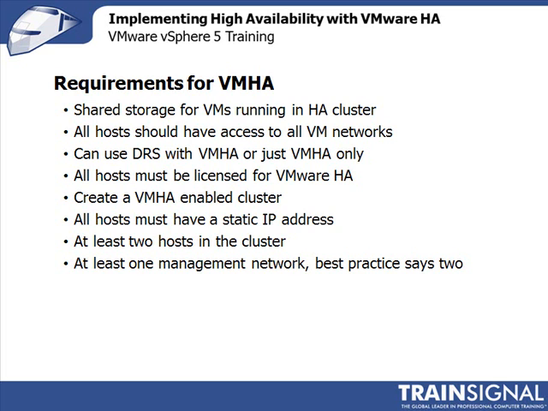You obviously have to create a VMware HA enabled cluster, and we're going to go through that in a second. All hosts must have a static IP address. Again, kind of a given, but I just wanted you to know. At least 2 hosts in the cluster. Again, kind of a given. There's no point to a cluster if it's going to be single hosted. And at least 1 management network. Best practice says 2. Instead of having just 1 management network interface, 1 access into the server, if you can create a redundant one, that calls for best practice. It makes it a little easier and it enhances VMware HA.